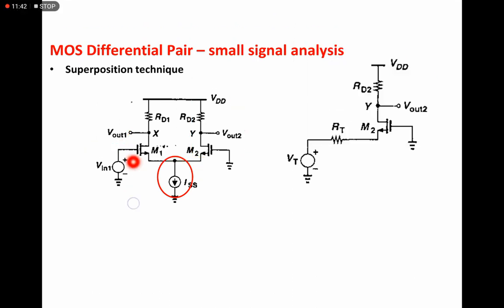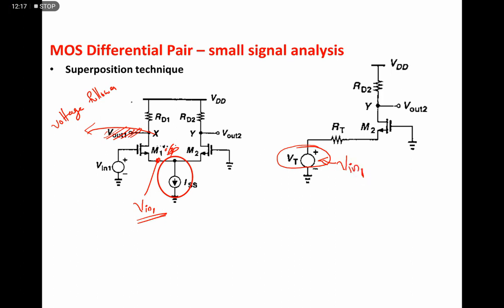Here we are measuring voltage from this one, or this output is not there. We are taking output from this one. It acts as a voltage follower, and the output at this point will be V in 1 itself, because it's a unity gain amplifier. In the equivalent circuit, Vt you will get is V in 1 itself.